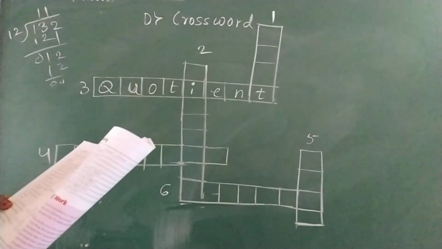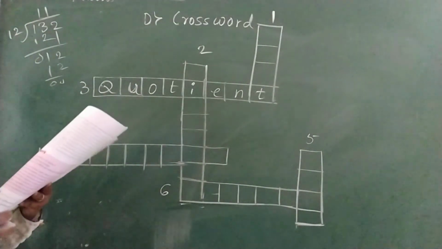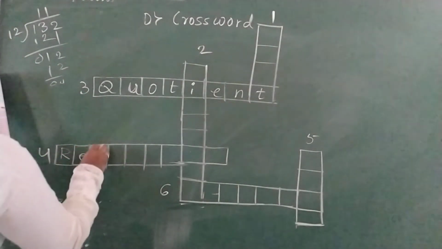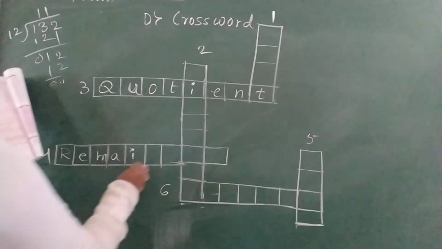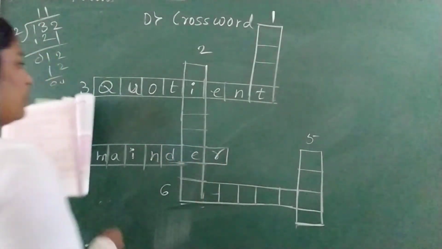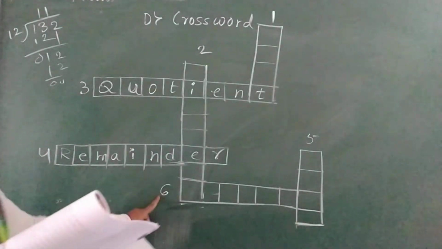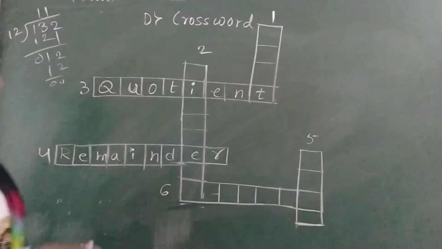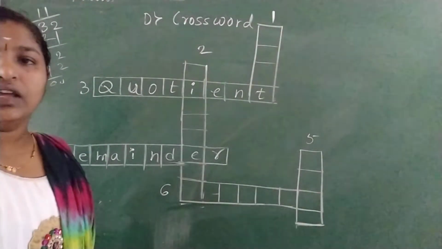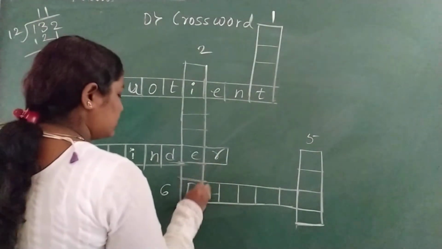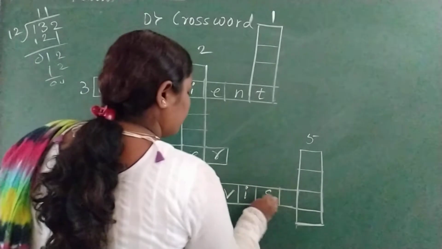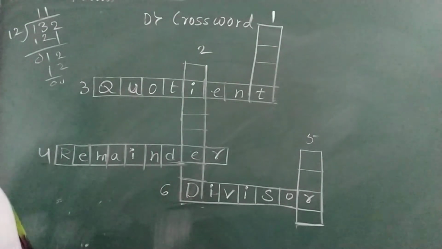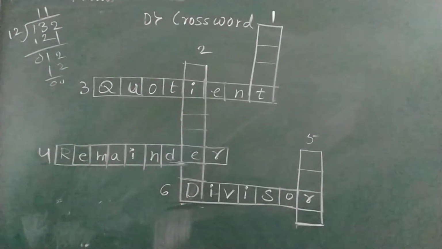Then fourth one, this one. 123 divided by 12 gives 10 as a quotient and 3 as a remainder. R-E-M-A-I-N-D-E-R, remainder. Then sixth one, the number by which we divide is called the divisor. D-I-V-I-S-O-R. Now the crossword across has finished.